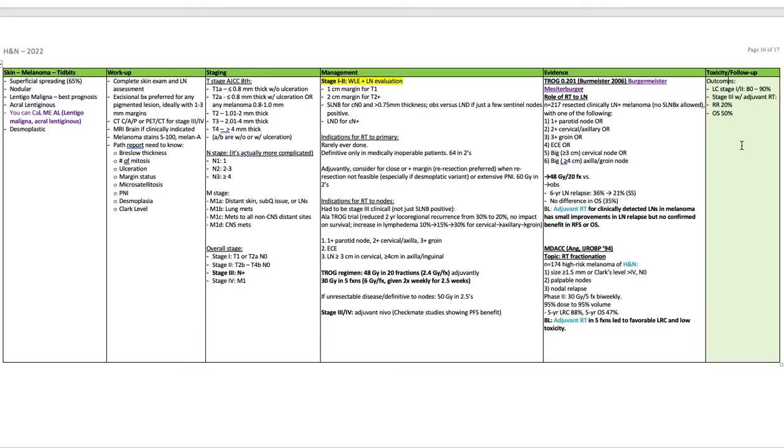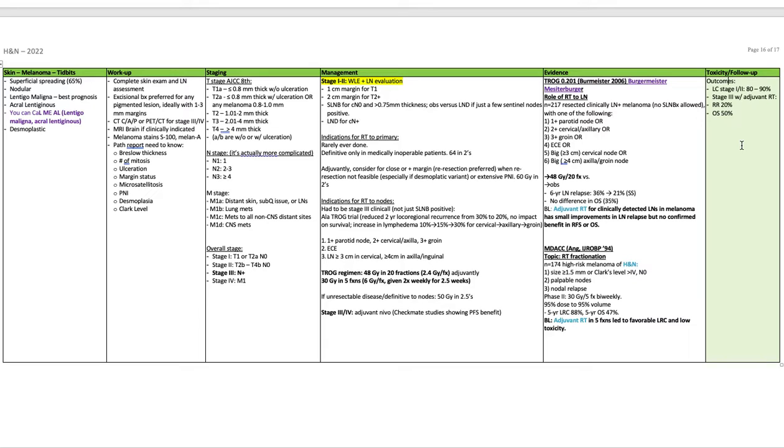Indications for radiation to the nodes: it has to be stage 3 clinically, and not just sentinel lymph node biopsy positive. The TROG trial reduced 2-year local regional recurrence from 30 to 20%. No impact on survival. Increase in lymphedema, 10 to 15 to 30% for cervical and axillary to groin.